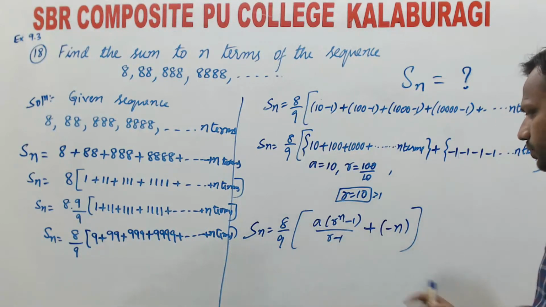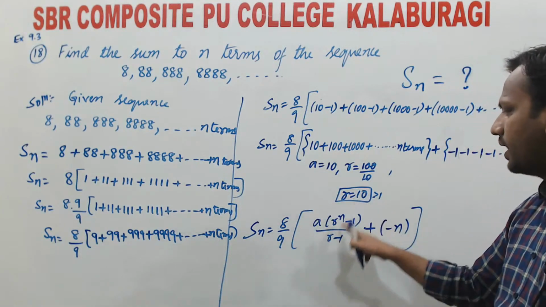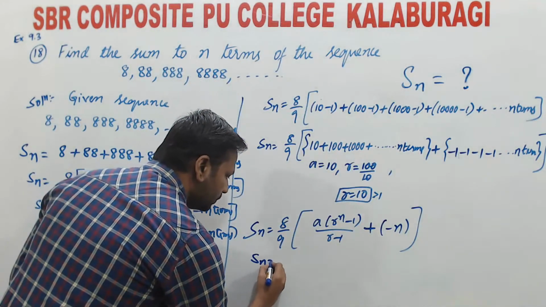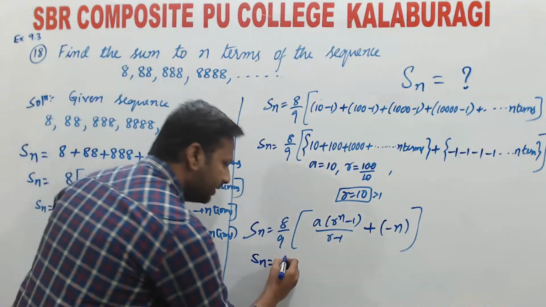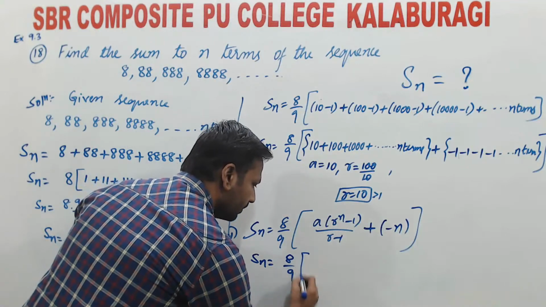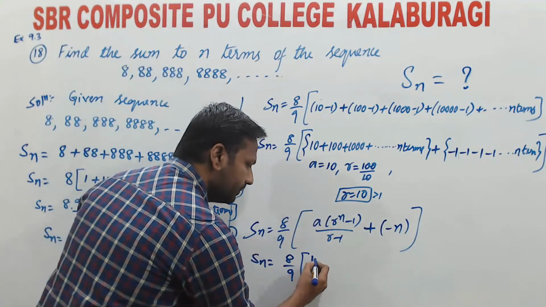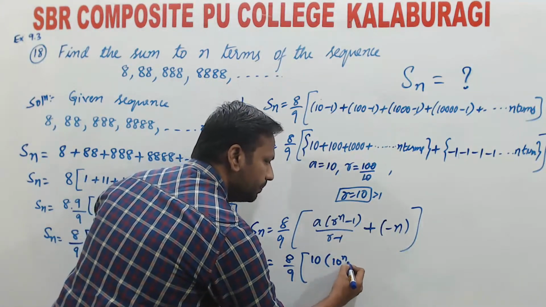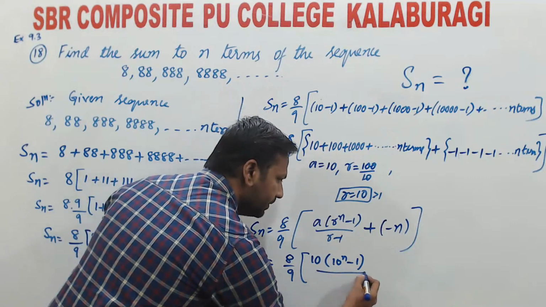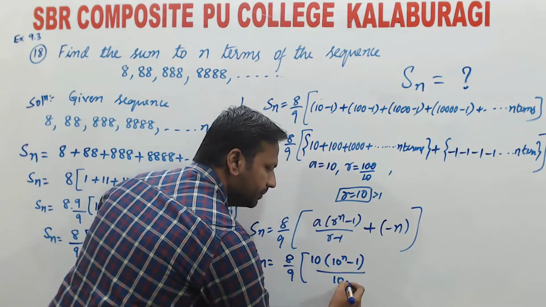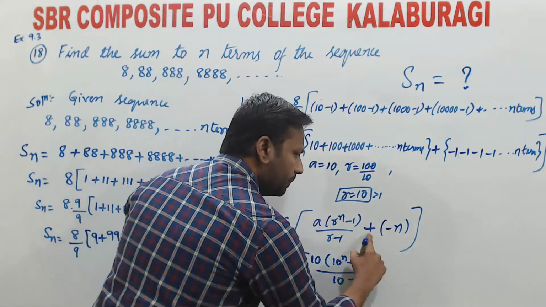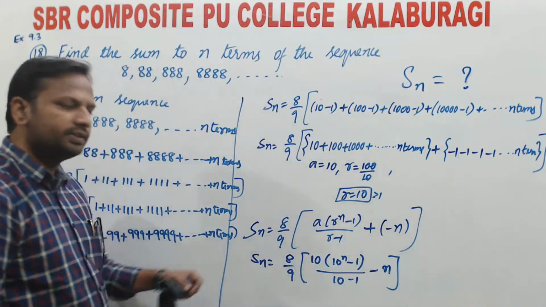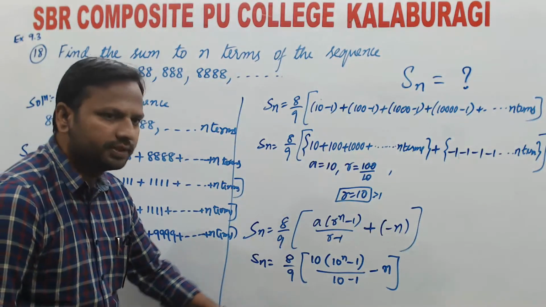Got it now? So, now let me substitute all the a value, r value inside here. Sn is equal to 8 divided by 9. What is a? 10. r, again 10. n, we don't know. Minus 1, divided by r, which is 10, minus 1. Plus into minus n. Got it now? So this is the thing. Okay, last step. Further step. What do you have to do?